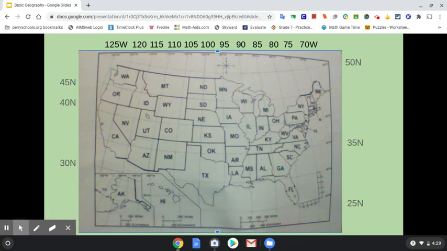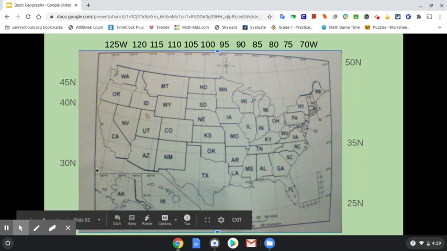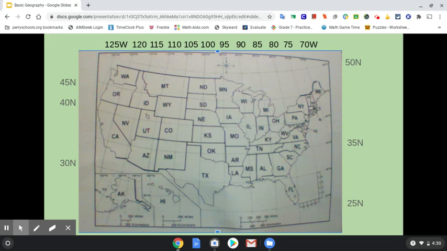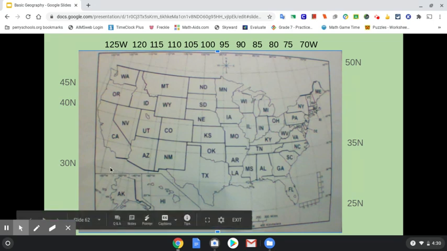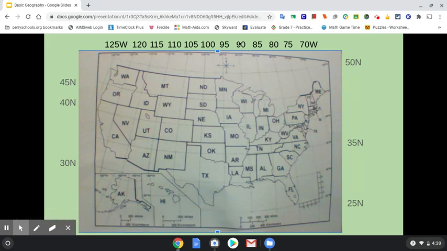Now I'm going to show you how to do this. If I am going to give you an example, it's going to say I am at 30 degrees north, 90 degrees west. Where in the USA am I? It's 30 degrees north, so I'm going to find 30 degrees north first. It's right here. I know it's this line, so I've got to stay right on that line. Now I have to find my 90 degrees west, which is right up here. I have to figure out where those two meet.